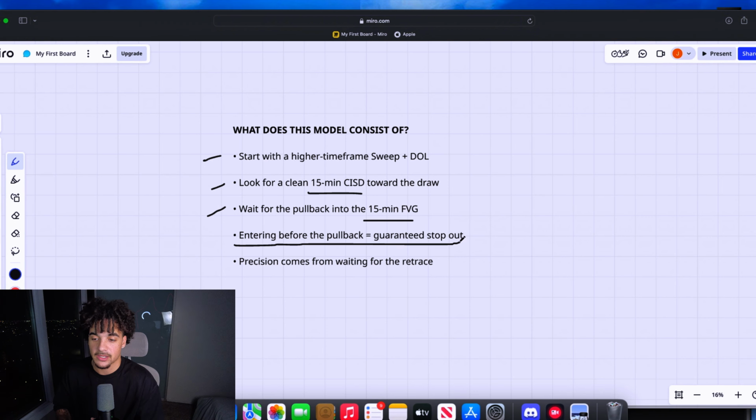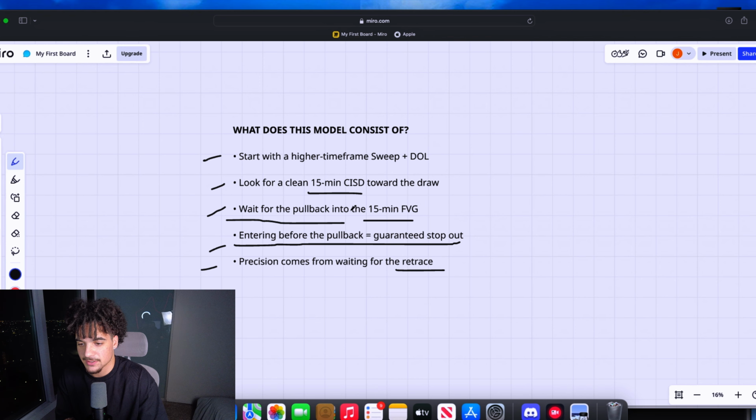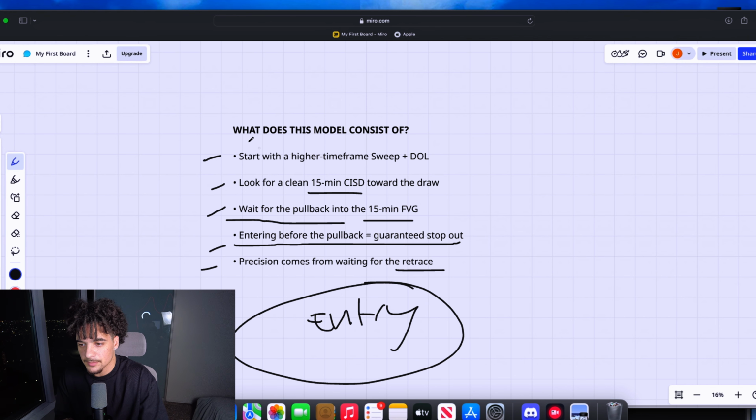Not enter before the pullback, because we always want to enter after the pullback to not only maximize our risk reward, but it always sucks getting stopped out in a retracement and then watching price go in your direction. We know that precision comes from waiting for the retrace. Once we've seen price come into that 15-minute fair value gap, we then just want to see some sort of lower time frame confirmation, 1 to 5 minute, either CISD or IFEG, and then we take that trade entry. So it's a very, very simple model, but it's an effective model.